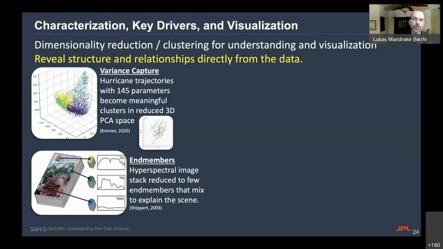Many scientists already employ a dimensionality reducing technique called principal component analysis, or PCA. PCA forms useful linear variable combinations that best capture the majority of the variation in a dataset. In this example, hurricane trajectories have been represented by 145 extracted parameters. That's not something one can easily compare, understand, or visualize. By using PCA and coloring by cluster, these highly dimensional trajectories could be arranged into a meaningful 3D space that provides hints at underlying common characteristics and furthers inquiry.